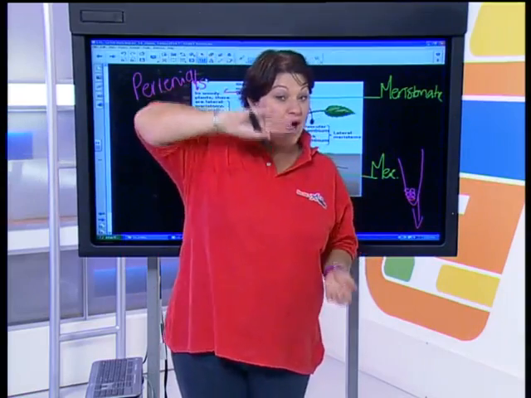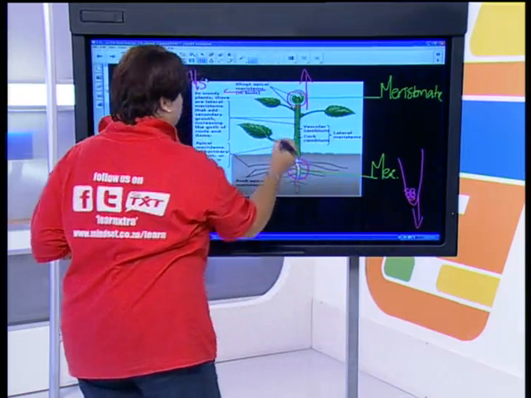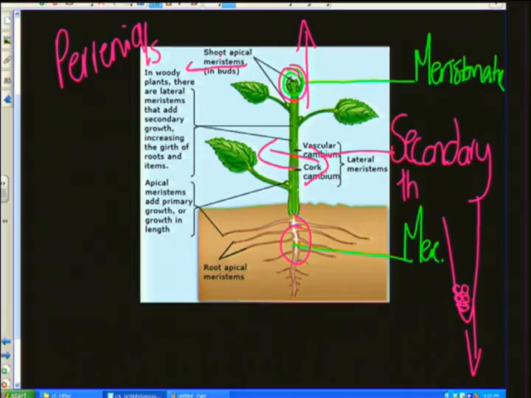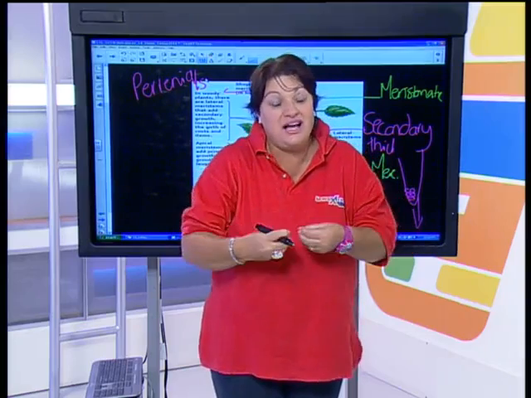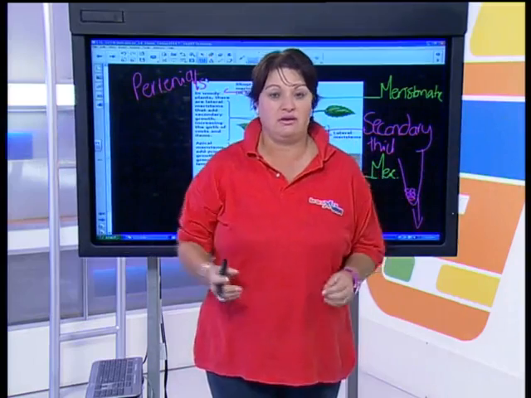Now, if primary growth is growing upwards and downwards, growing wider is going to be called secondary growth. We can call it secondary growth, we can call it secondary thickening, and we're going to have tissue within the stem that is going to divide so that we are then able to increase the width of the stem.